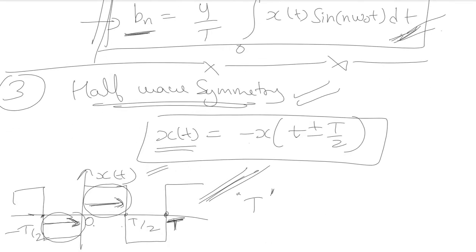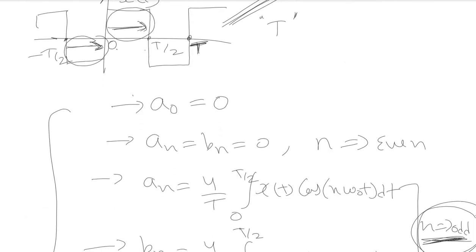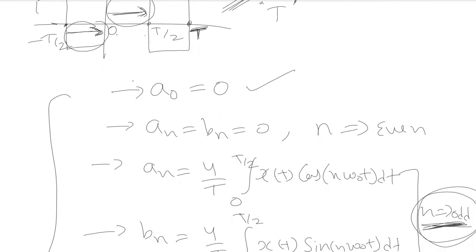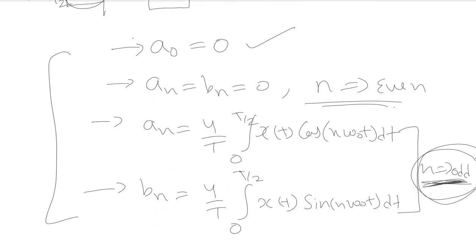The third symmetry is half wave symmetry, when x(t) is equal to minus of x(t plus minus T by 2), where capital T is the time period. In such a case, a naught is equal to 0 and an, bn are also 0 for even values of n, and an and bn will have the same expressions for odd values of n. That means only odd harmonics will be present when there is half wave symmetry in the signal.